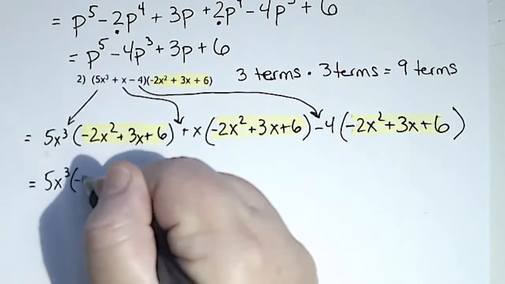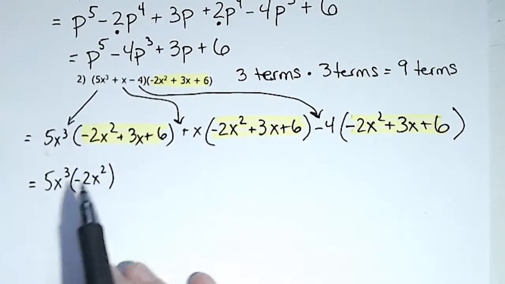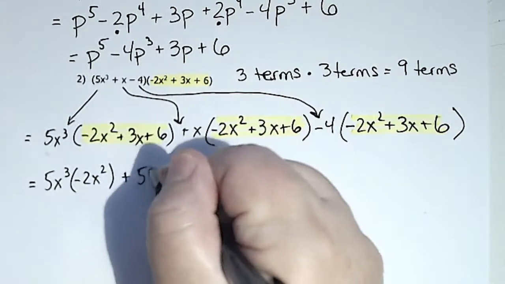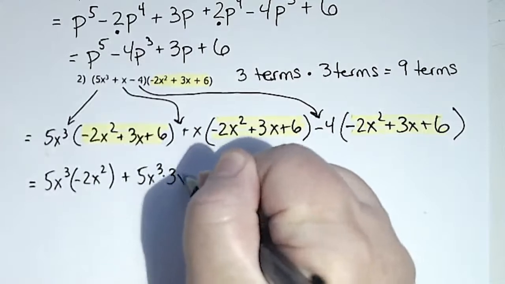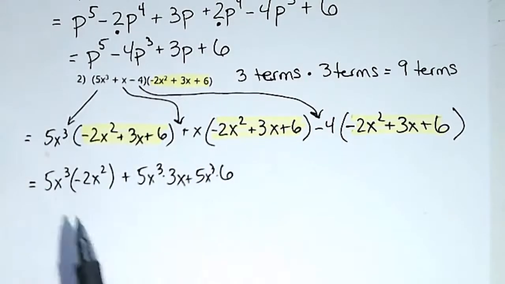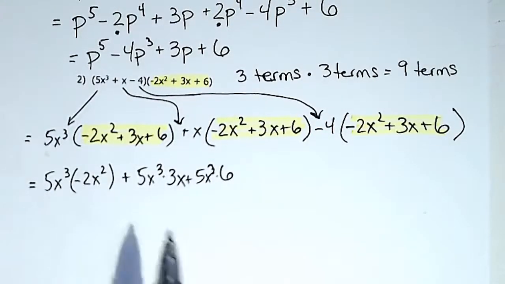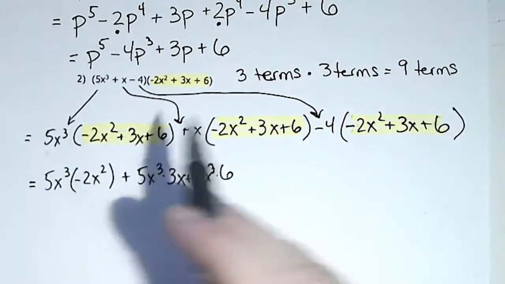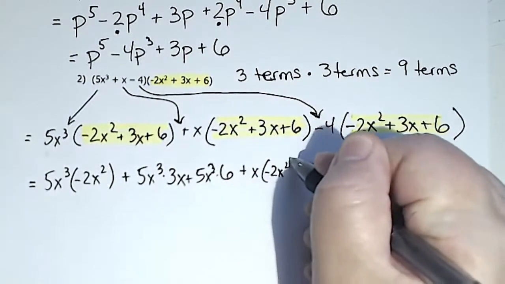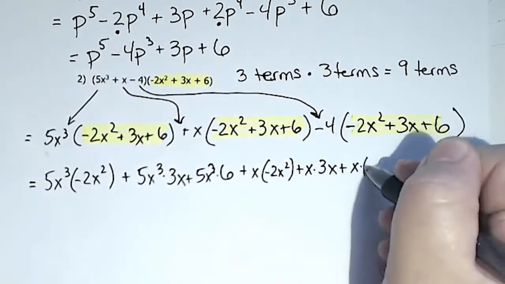5x cubed times negative 2x squared. Remember, whenever I encounter a negative, I tend to keep it safe in parentheses. Plus 5x cubed times 3x plus 5x cubed times 6. Okay, so these first three terms are just from the first one. Plus x times negative 2x squared. Plus x times 3x plus x times 6.